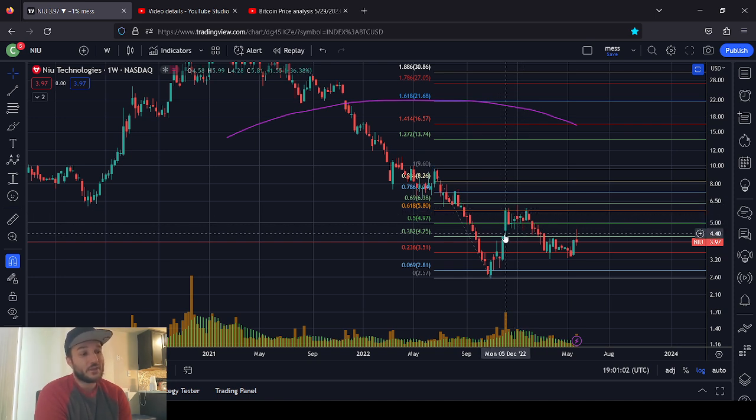And in fact, the fact that we held it and we tested it literally 5 times over weekly periods, we tested it so much, that's a good thing, because that means that the odds of us breaking this line when we come back up to it are good.